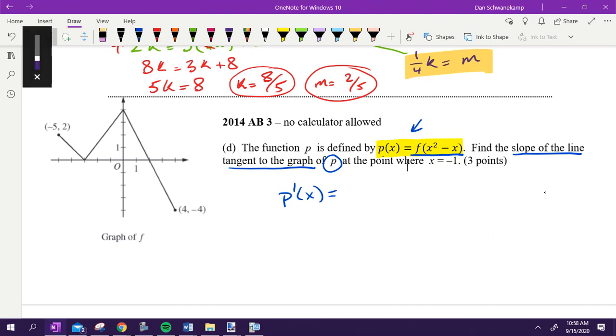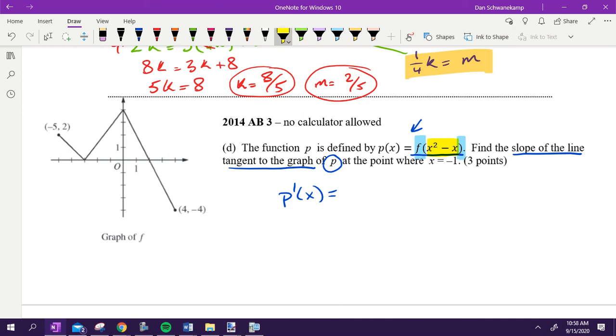We are finding p prime of x. To take the derivative of this thing, what rule do we need here? Chain. I've got an outside function. I've got an inside function. Okay, there are no x's being multiplied here. There is x squared minus x on the inside. That is a product rule, or I'm sorry, a chain rule question.